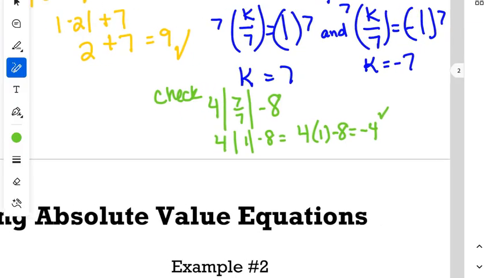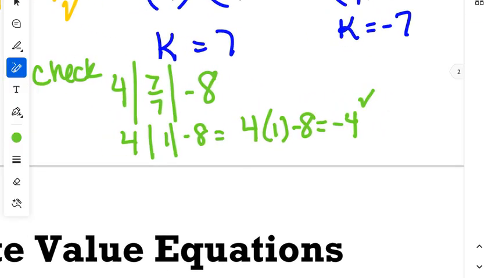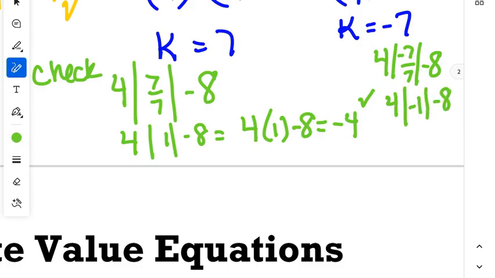Okay, and then the other one would be the same thing, but we would have negative 7 over positive 7 minus 8. So 4 times the absolute value of negative 1 minus 8. But what happens to that absolute value whenever you have one? It changes it to 1. So it ends up being the same thing.